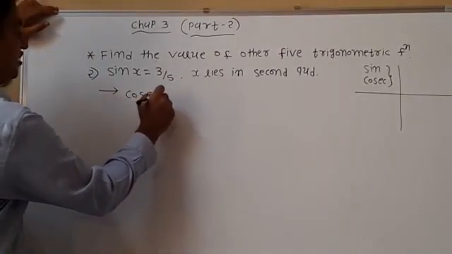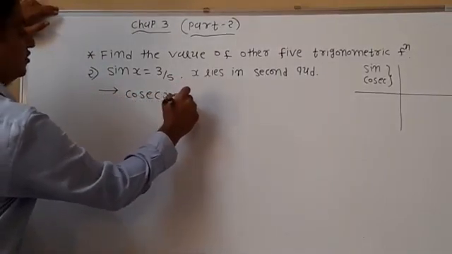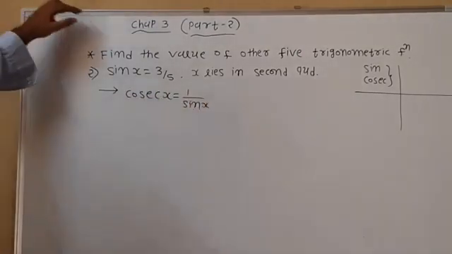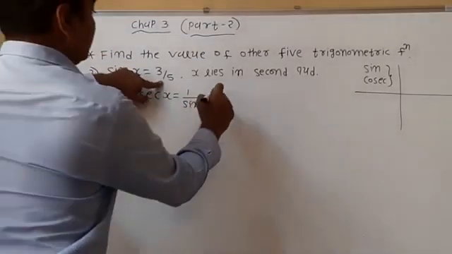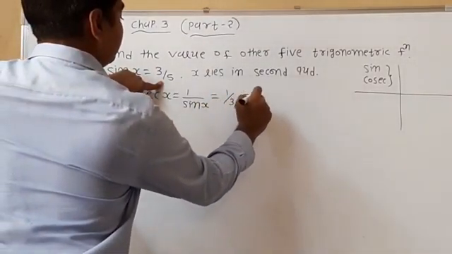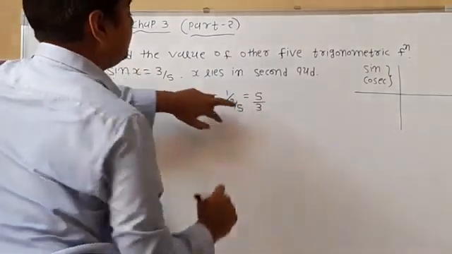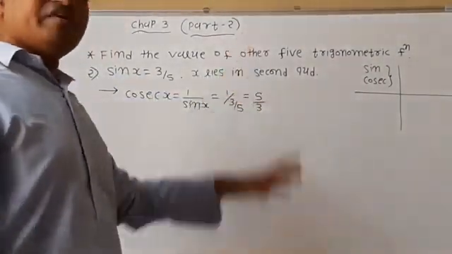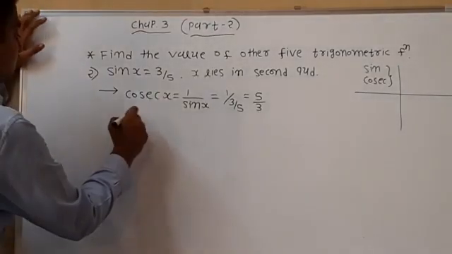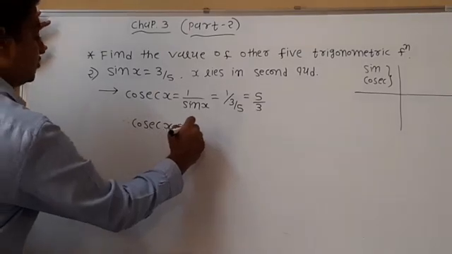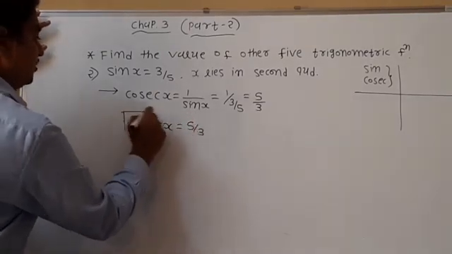So cosec x is equal to 1 upon sin x. Now the value of sin x is equal to 3 by 5. So here we write 1 upon 3 by 5. Now interchange the position of this value. So cosec x is equal to 5 by 3. So our first value is cosec x is equal to 5 upon 3.